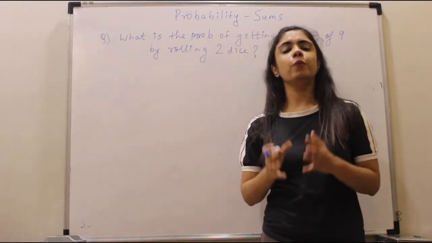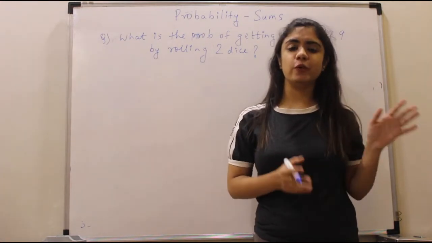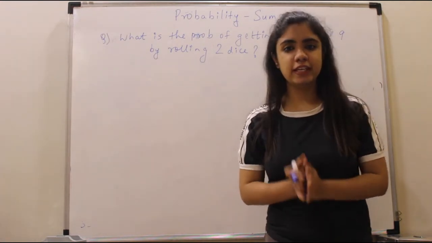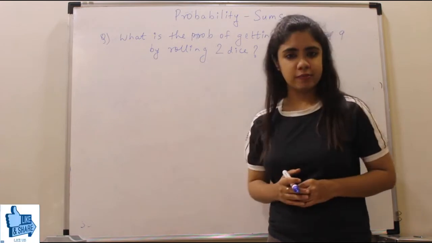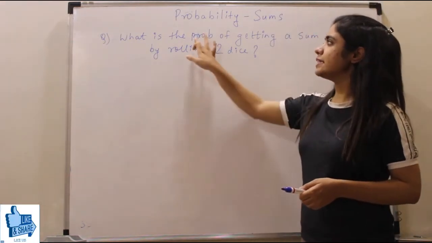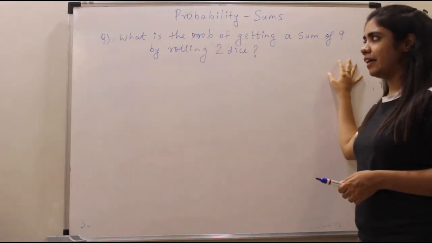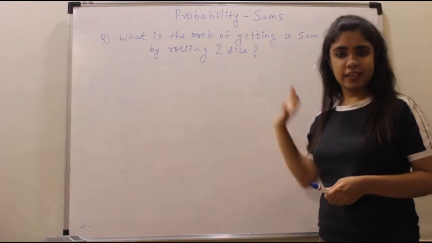And in this video we are going to solve a few sums on probability. In the previous video we have seen the concepts of probability. Here let's solve a few sums. Let's look at the first problem. What does it say? What is the probability of getting a sum of 9 by rolling 2 dice?